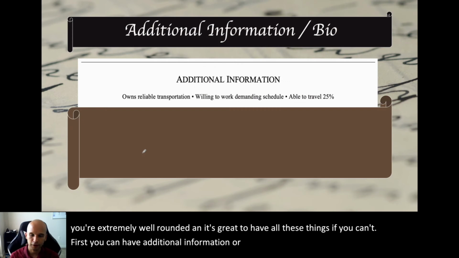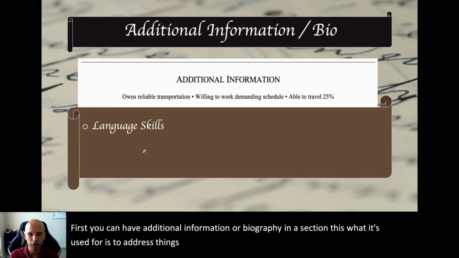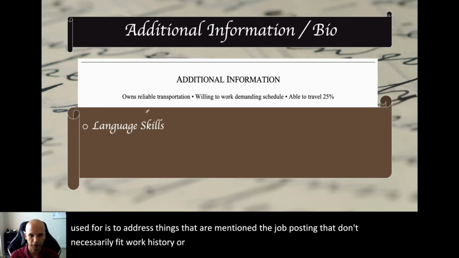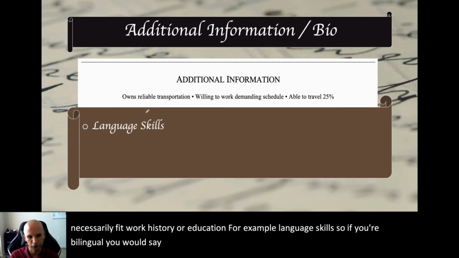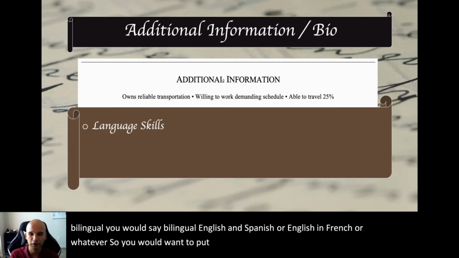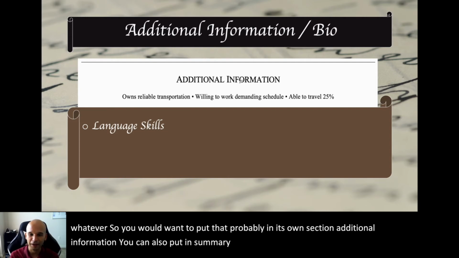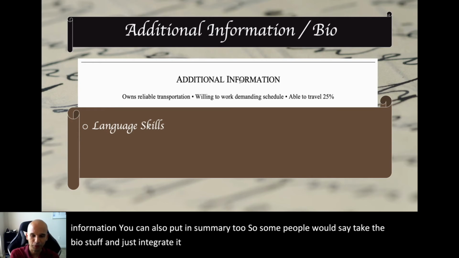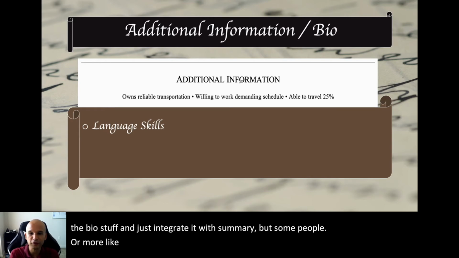In a section like this, what it's used for is to address things that are mentioned in the job posting that don't necessarily fit work history or education. For example, language skills. So if you're bilingual, you would say bilingual English and Spanish, or English and French, or whatever. So you would want to put that probably in its own section, additional information. You can also put it in summary too. So some people would say, take the bio stuff and just integrate it with summary. But some people are more like, no, make it its own section. So it just depends on what it is that you have to include.